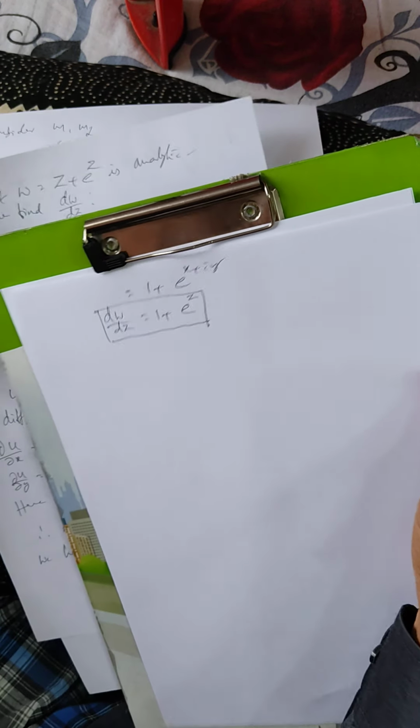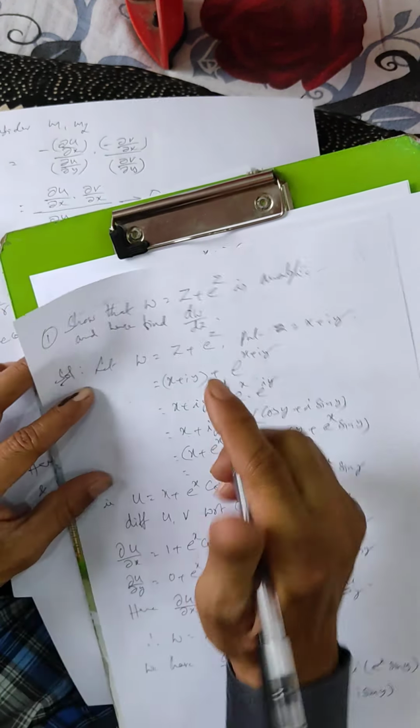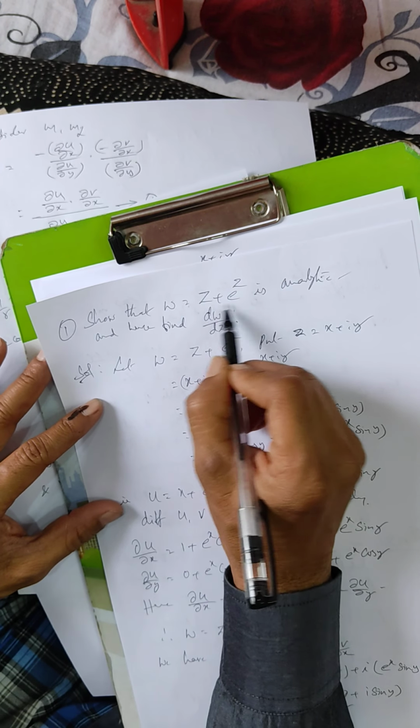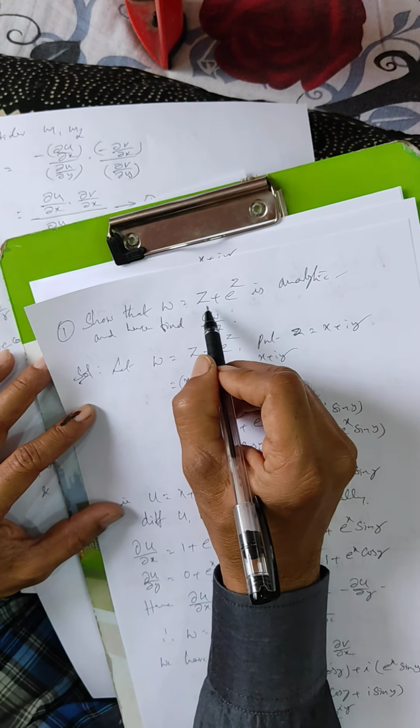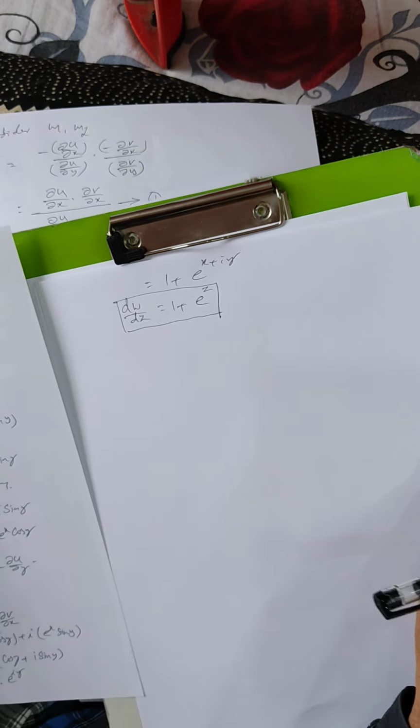So what is given? W is given as z plus e power z. Even if you differentiate directly with respect to z, derivative of z is 1, derivative of e power z is e power z itself. So we got 1 plus e power z. Let us solve one more problem.